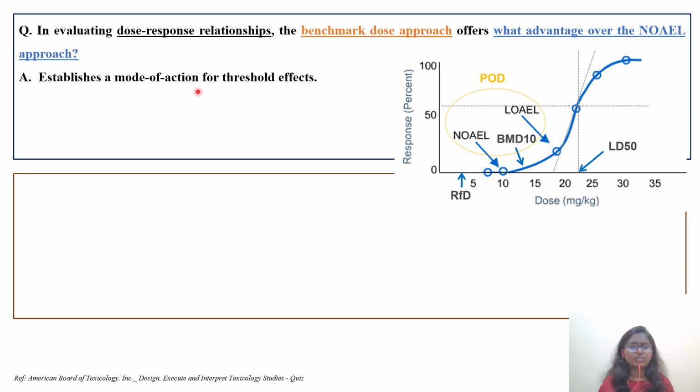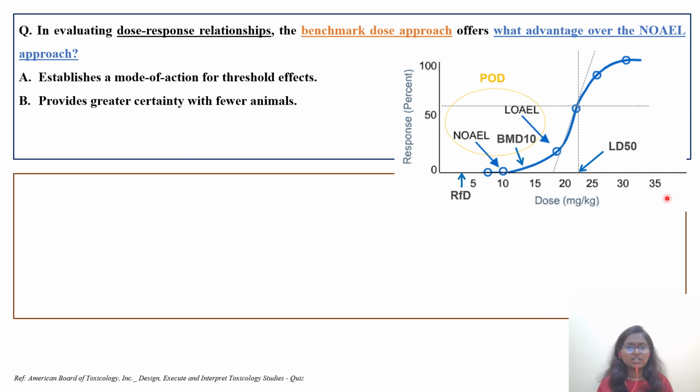So we have options. Option 1: establishes a mode of action for threshold effects. What is the mechanism of action, you will not come to know from this approach. Mechanisms you will always be learning from different types of toxicology studies, through mechanistic toxicology. If it is a pharmaceutical, how the drug is acting, you will learn in efficacy; that mechanism of action is different. How the drug is causing adverse effects, you will learn in mechanistic toxicology. So mode of action for thresholds, no, I don't think that is the right answer.